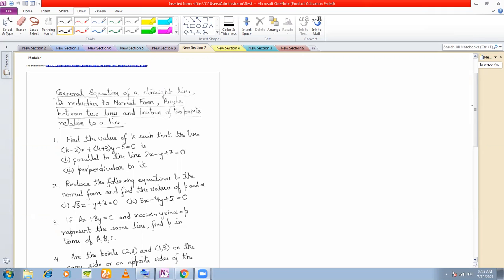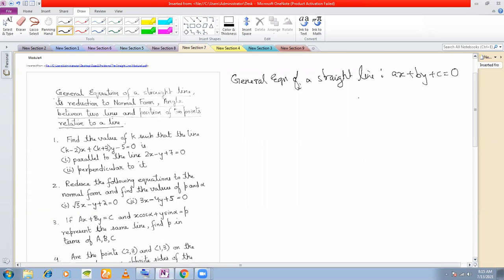Okay. So let's see what general form means. What is the general equation of a straight line? What you need to know here is that the general equation of a straight line will look like this: ax plus by plus c is equal to 0, where a, b, and c are constants.